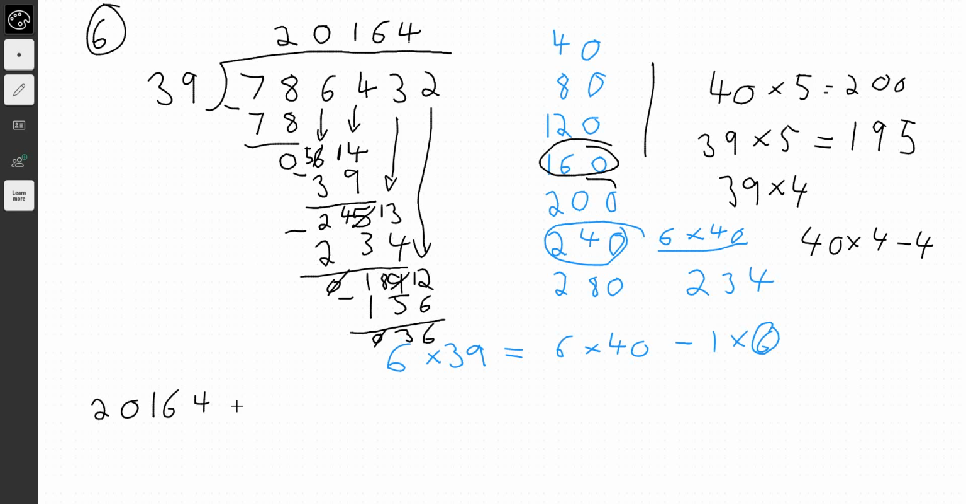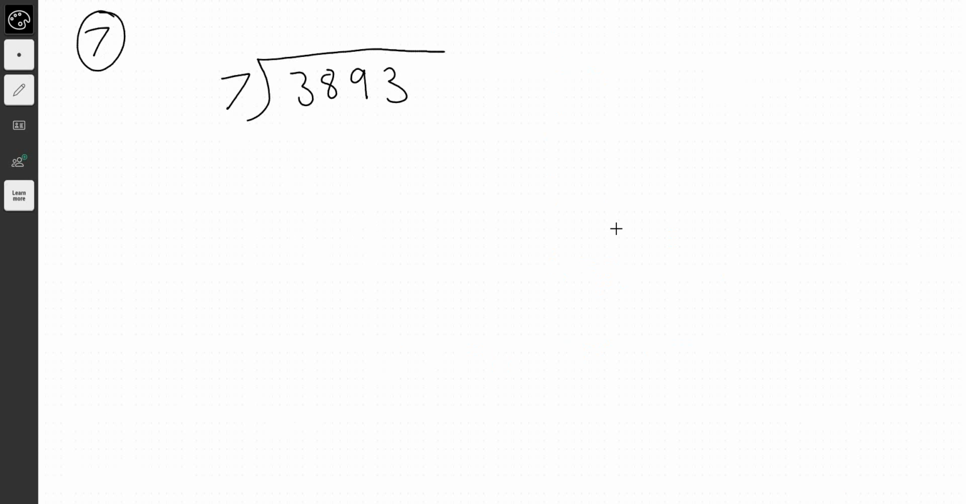So our final answer, reading off, is 20164 from the top, with a remainder of 36, because 39 can't go into 36. And that is our final answer to that question. Okay, final question.